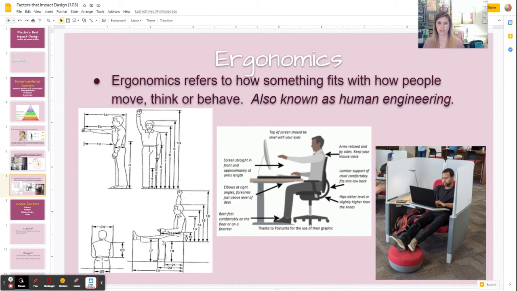Ergonomics, think desk chair. That's the easiest example. But ergonomics refers to how something fits with how people move, think, or behave, also known as human engineering. Very, very interesting. I love this central picture. So if you've ever wondered how high things should be in relation to you, this is your perfect example. The top of your screen should be level with your eyes. I'm just thinking right now, the top of my computer screen is higher than my eyes, which is not good. Your arms should be relaxed and by your sides.